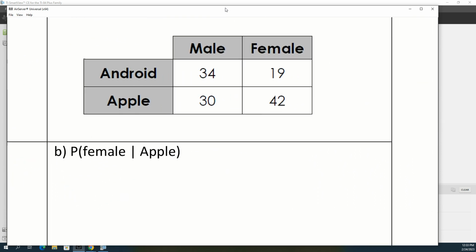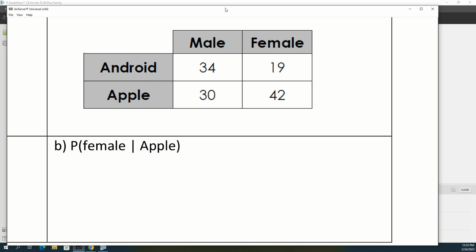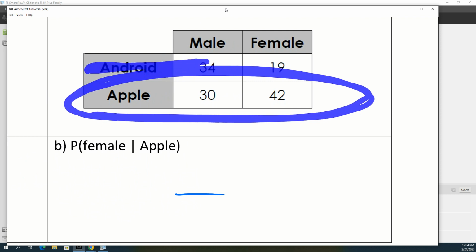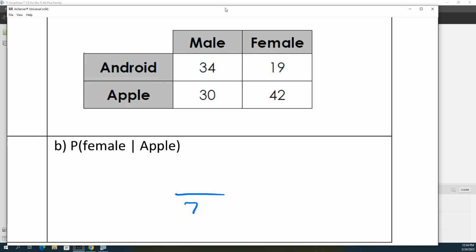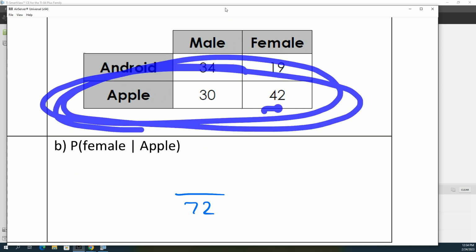All right, try this one. All right, so this time we know for sure they're Apple users, so we only care about the Apple users, not the Android users at all. So out of those, how many of them are there? 72 total Apple users, and then just out of them, how many are female? 42.